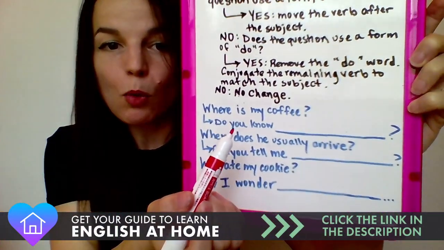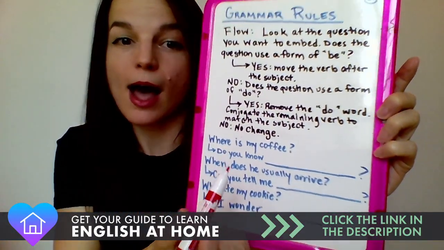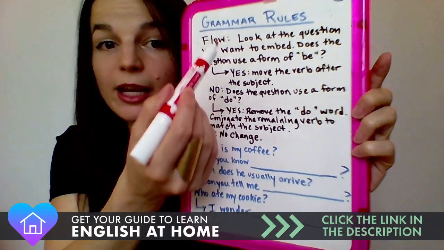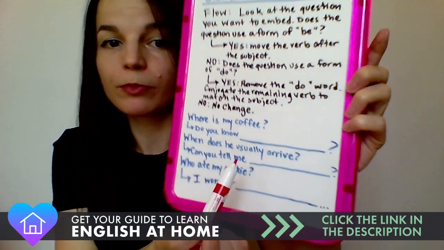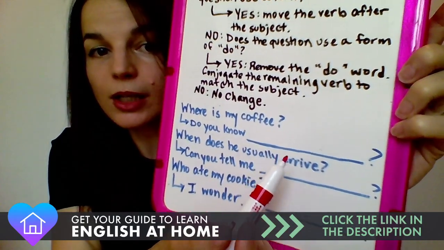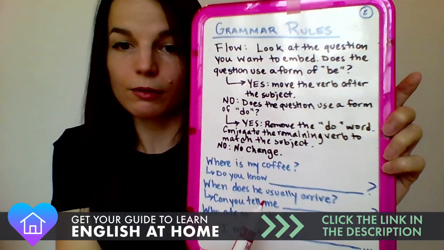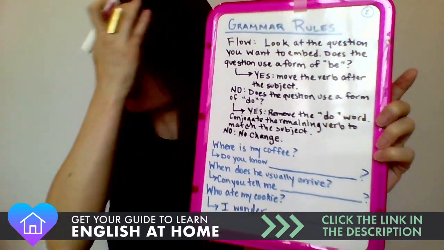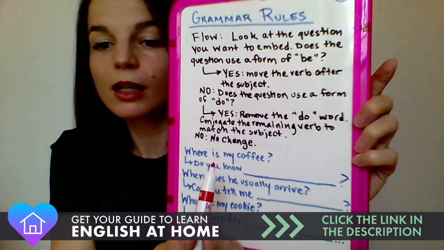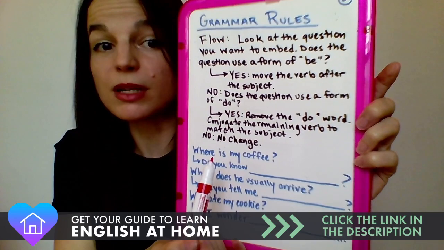Okay, first, where is my coffee? Let's apply this flow to this question. So I want to use where is my coffee in an embedded question that starts with do you know? So let's work through these steps to make our embedded question. Okay, first of all, where is my coffee? Here's my basic sentence. And this part is my be verb.